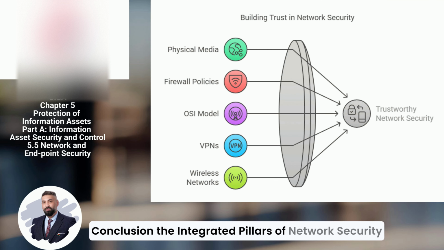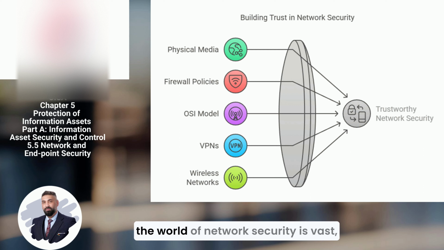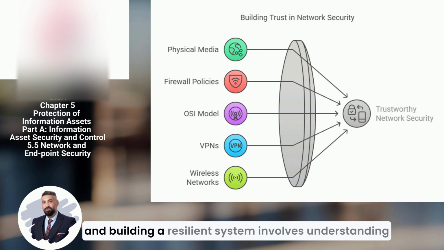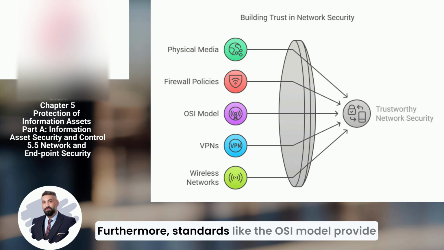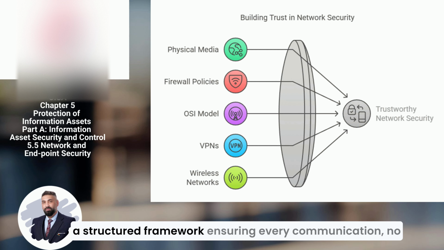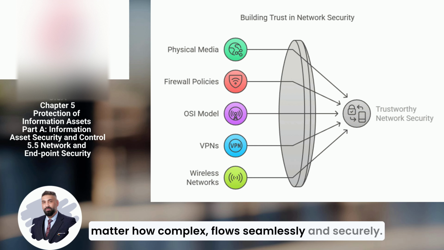Conclusion: the integrated pillars of network security. The world of network security is vast, and building a resilient system involves understanding its many layers, from choosing the right physical media, like fiber optics or twisted pairs, to implementing robust firewall policies. Furthermore, standards like the OSI model provide a structured framework, ensuring every communication, no matter how complex, flows seamlessly and securely.